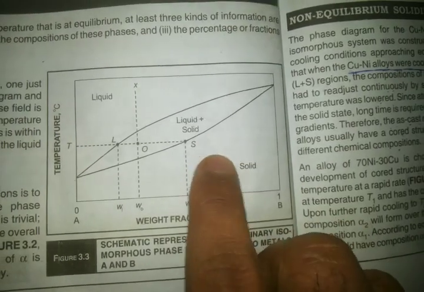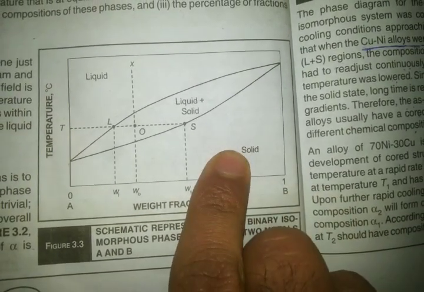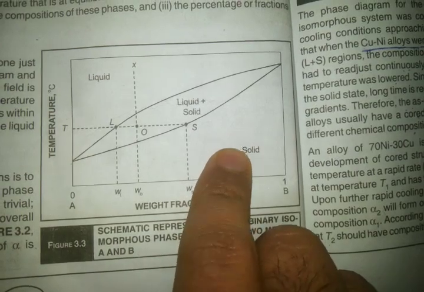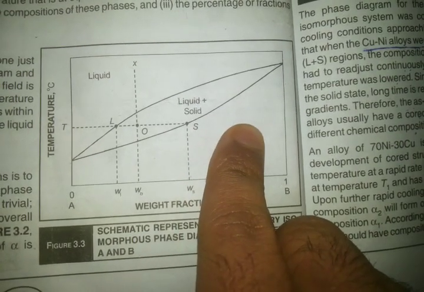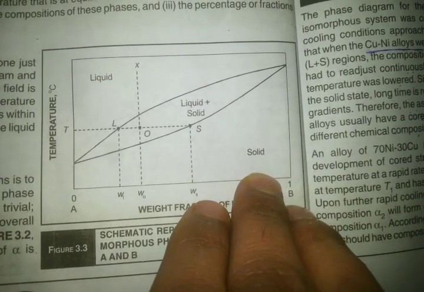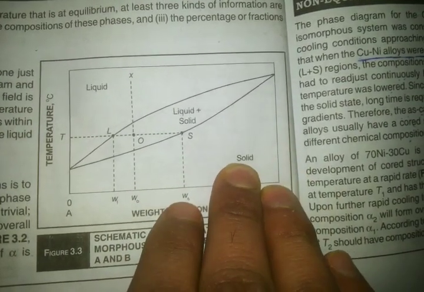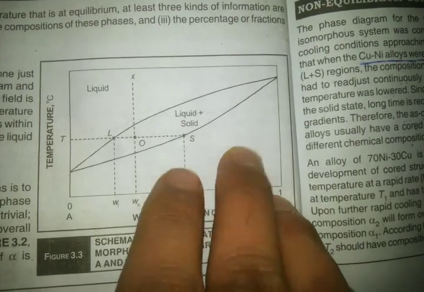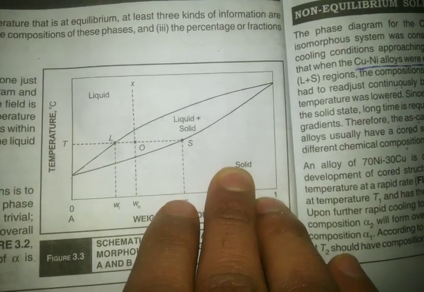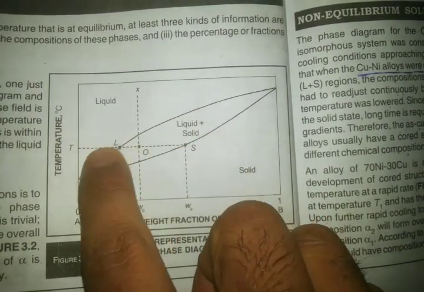And what does the degree of freedom mean here? What do we mean by saying the degree of freedom is 2? It means that we can change the temperature and the composition at this point very easily, and it will not change the state of this solid. Now let us go to this region.